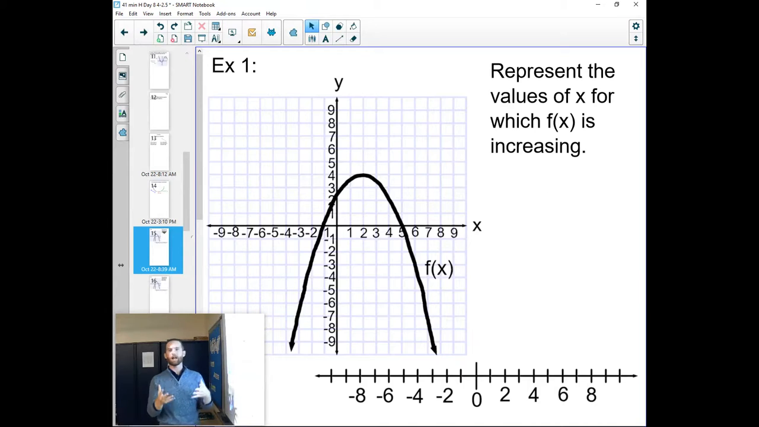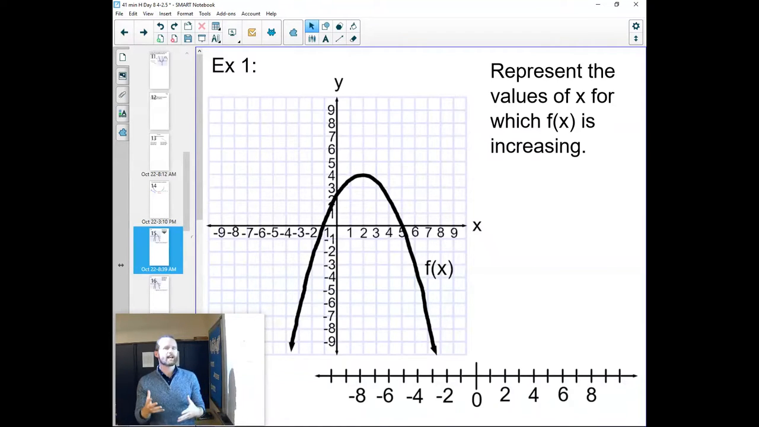All right, now let's see how we can apply this to some examples. So here's example one. We've got this graph, and we want to represent the values of x for which f of x is increasing. Sometimes students see these types of problems, and they're like, oh, immediately I get it.